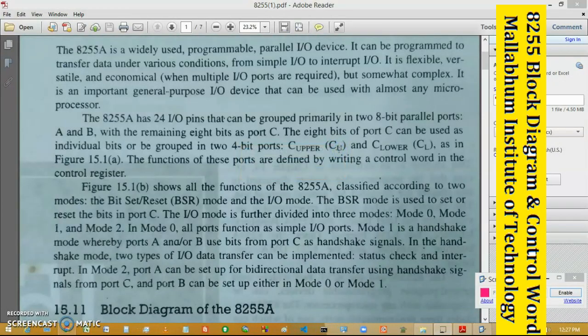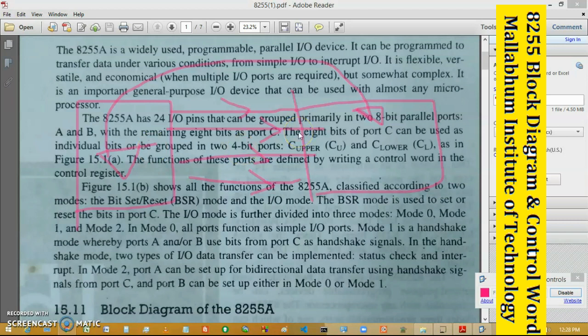So today we will discuss 8255. Now 8255 is a widely used programmable parallel IO device. The meaning of a parallel IO device is that, suppose these are two blocks and a wire is connected between them, then data is transferred simultaneously from one container to another. So that is the meaning of a parallel IO device.